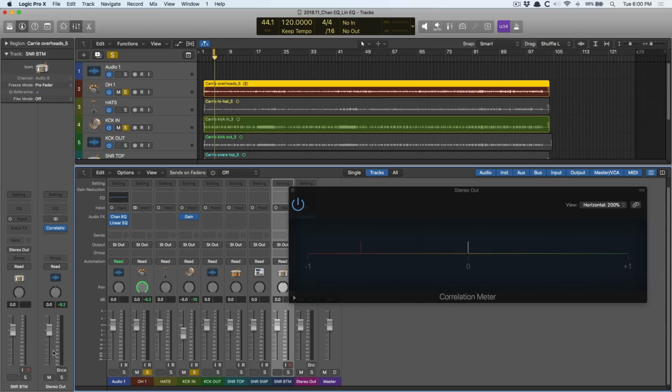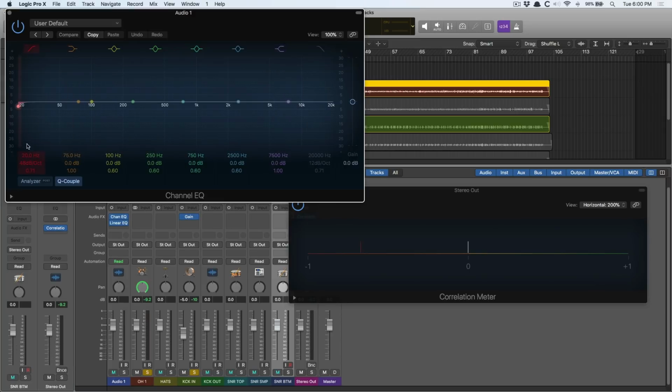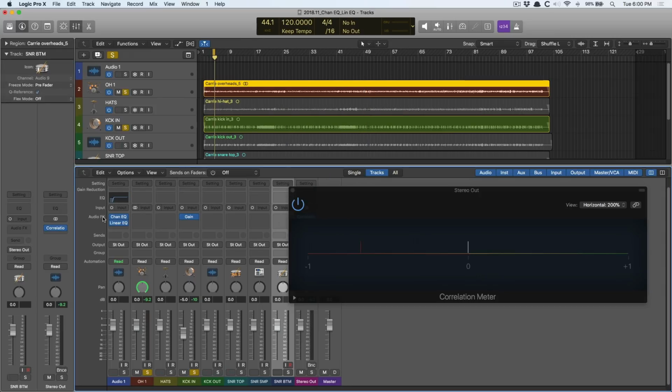And I found out that when you use the high pass filter on the channel EQ, it does something called phase rotation, which means it adjusts the phase of the snare track against the overheads. And suddenly the snare is out of phase. I know that's a very high concept, but let me just show you, okay?